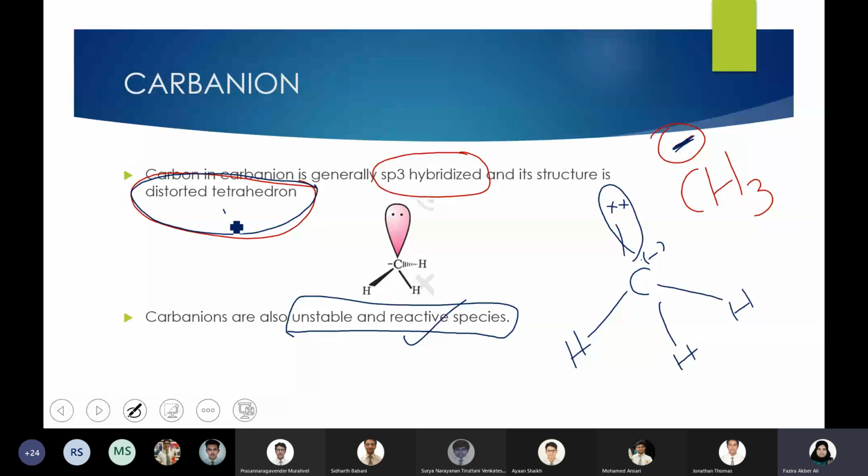But at least you should know this difference: sp3 hybridization and distorted tetrahedron for carbanion, and for carbocation it is sp2 and trigonal planar. Right?